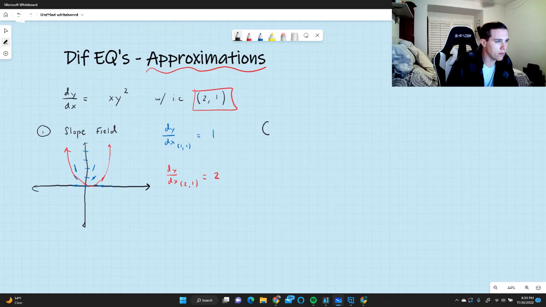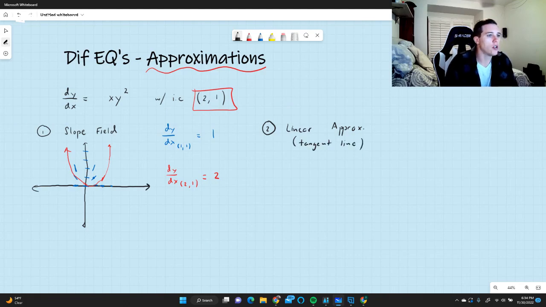The second one, we also did in AB. It's called a linear approximation. And a linear approximation is nothing more than making a tangent line at your initial condition and using it to approximate another value. So for example, I'll say use a linear approximation to approximate f of 3. So what do we do? Well, you make a tangent line at your initial condition, and then you plug 3 into the tangent line, and that's really it.